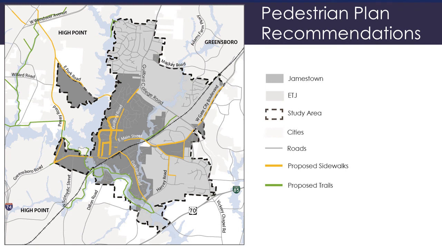In 2010, Jamestown adopted a pedestrian plan, and this map shows the projects that were recommended for implementation. This includes both sidewalks as well as trails. Notably, several of these projects are being funded by the state, and a major recommendation of the plan, an improved pedestrian crossing of the City Lake on East Fork Road, was recently completed with the opening of the new pedestrian bridge.